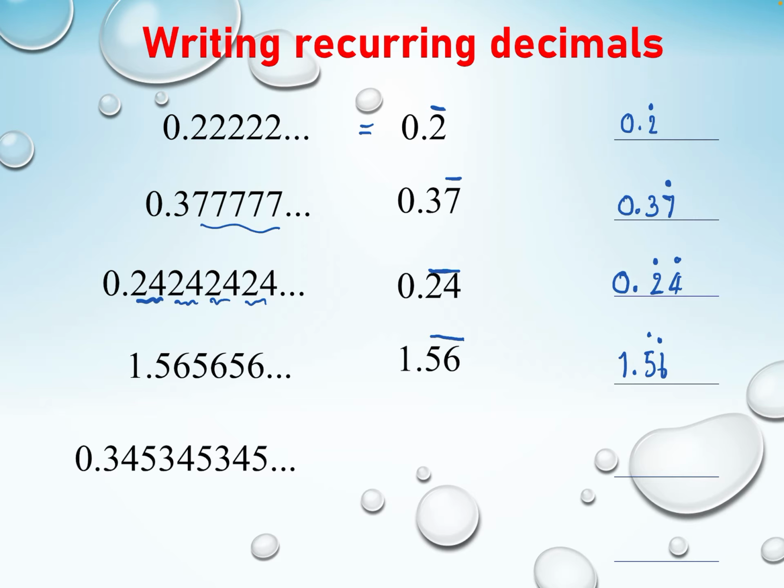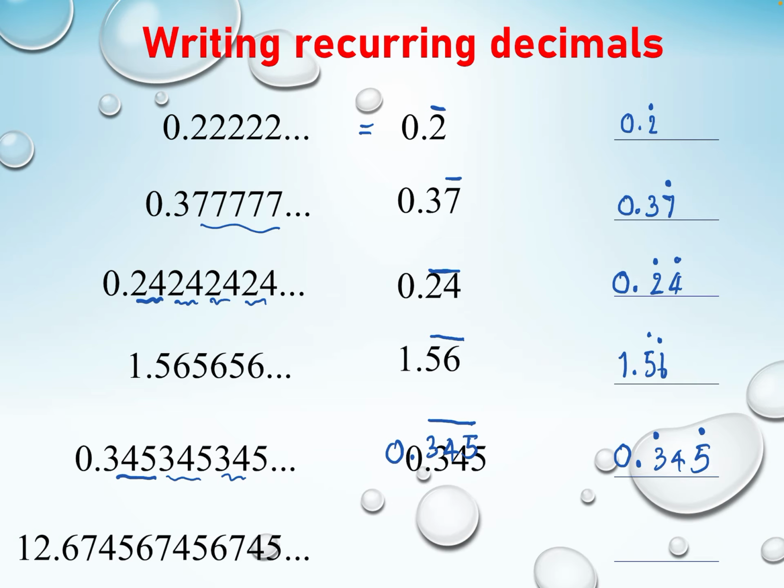0.345345345, so it's going to be 0.345 with the bar all along like this, or 0.345 with the dot only on top of 3 and 5. It means repeat 3, 4, 5, 3, 4, 5.